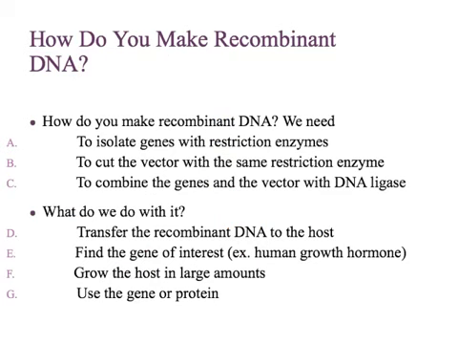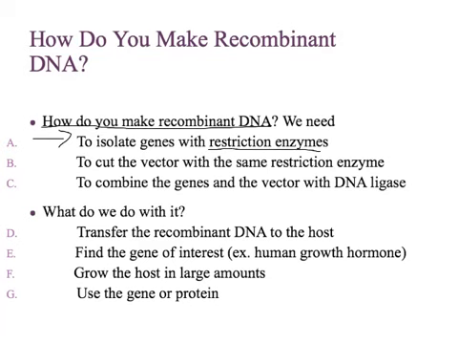Okay, so let's break this down a little bit. So here are just the steps that I just talked about with those two pictures. So first, we have to make the recombinant DNA molecule. Make the molecule that has DNA from two different sources in it. So what we do is we first isolate the gene we want, so the human growth hormone gene, and cut it with what we call a restriction enzyme.